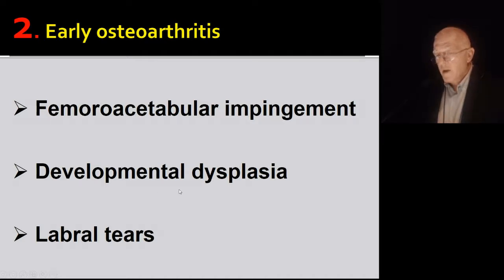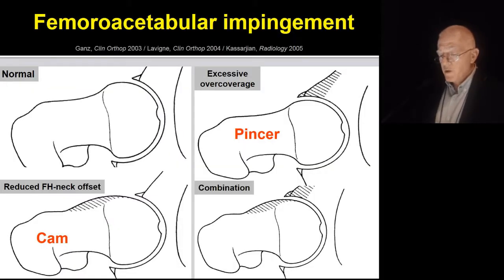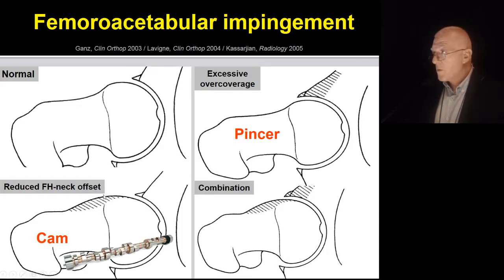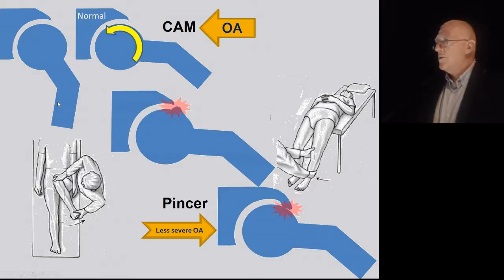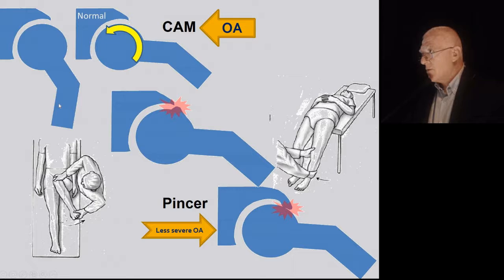So we all know that the femoroacetabular impingement is related to a reduced femoral head-neck offset, this bony bump here. This is the CAM-type femoroacetabular impingement, or to excessive overcoverage regardless of its cause. We can have also a mixed type. So normally the flexion and external rotation of the lower limb does not induce any abnormal contact here. We have normal articular surfaces, no abnormal contact.